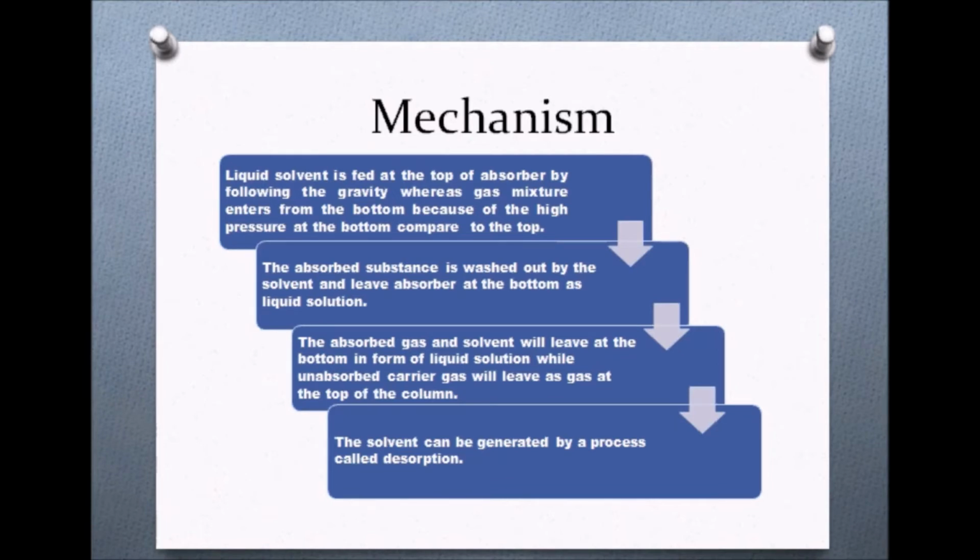The absorbed gas and solvent will leave at the bottom in the form of a liquid solution, while the unabsorbed carrier gas will leave as gas at the top of the column. The solvent can be regenerated by a process called desorption.